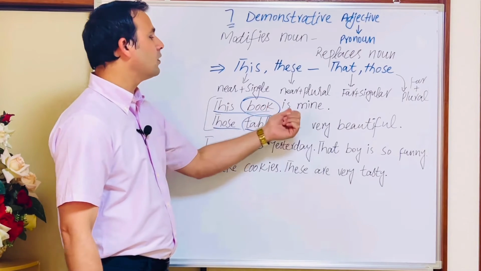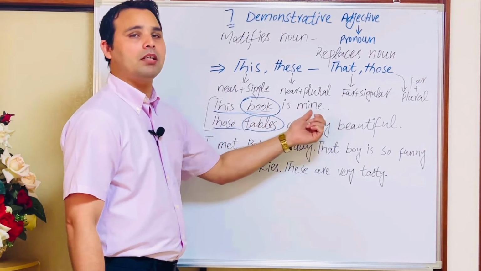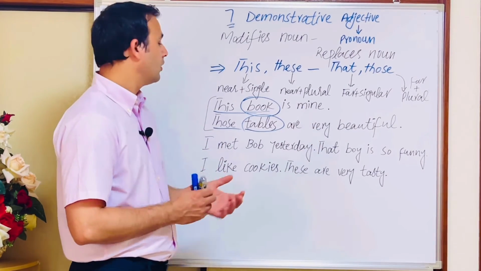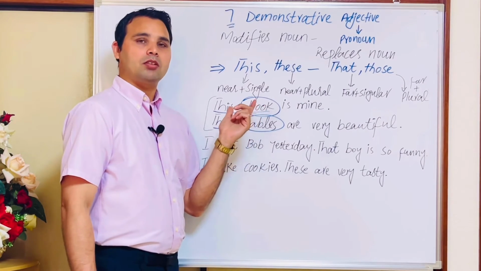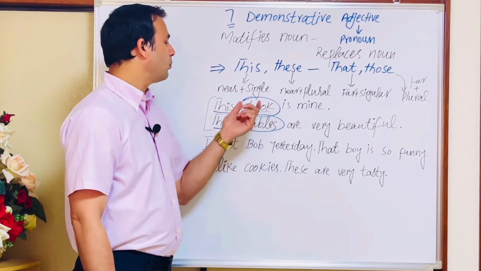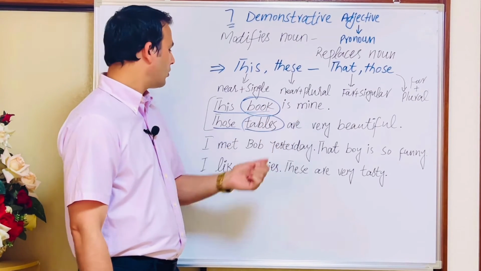Like this book is mine. You can't use this book are mine. It will be a wrong sentence because this is a singular demonstrative adjective, so it will be followed by a singular helping verb or verb.